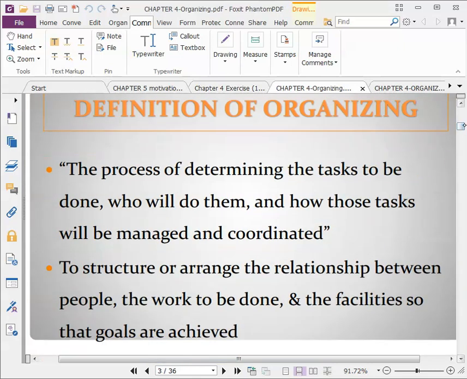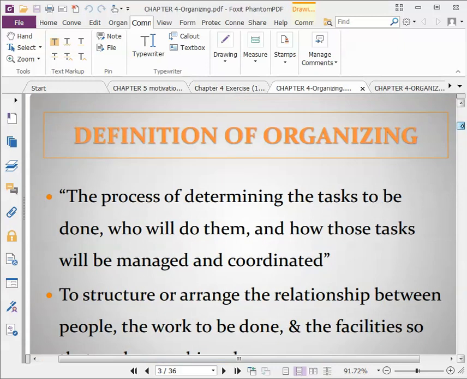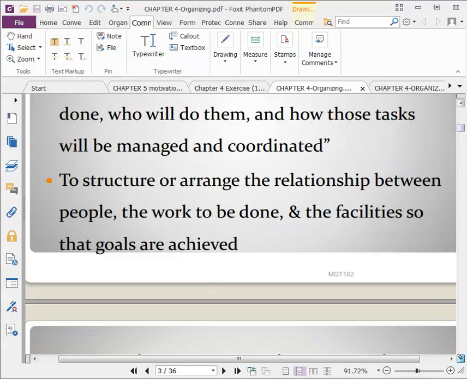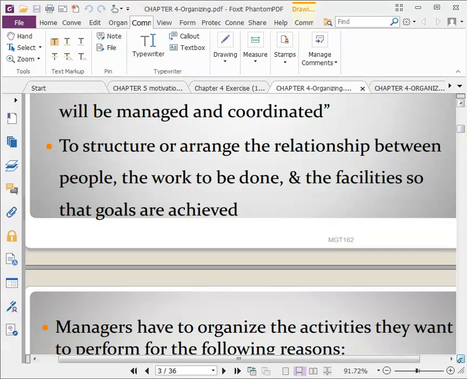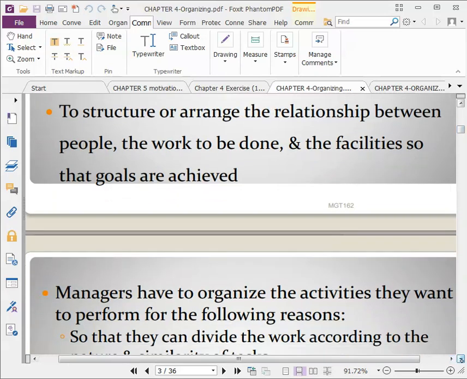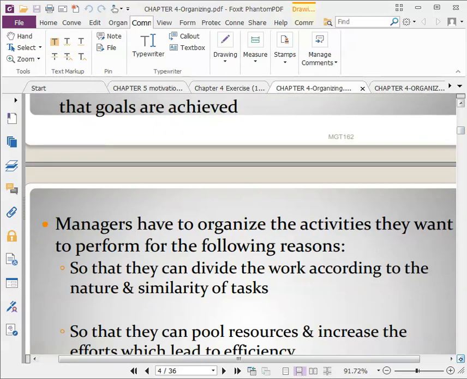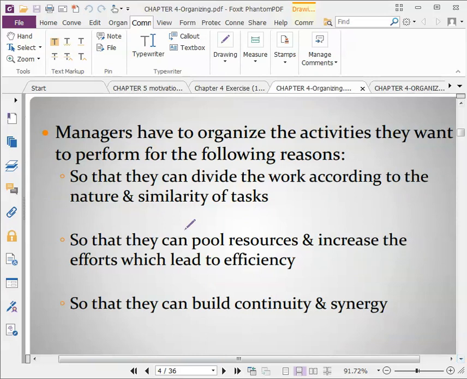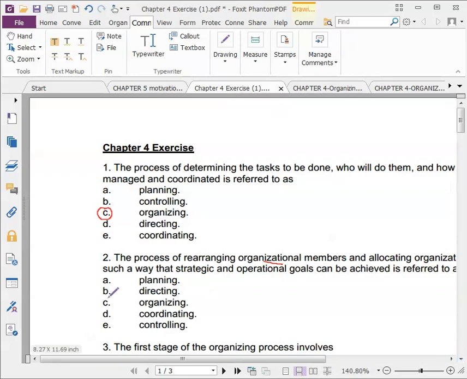Okay, itu dia kata kalau itu organizing, structure or arrange the relationship between the people, the work to be done, the facilities, the goals are achieved. Okay, apa lagi dia cakap? Managers have to organize the activities they want to perform for the following reasons so that they can divide the work according to the nature and similarity of tasks, so that they can pool resources, increase the efforts which leads to efficiency. So betul lah jawapan dia. Betul adalah organizing. Okay.